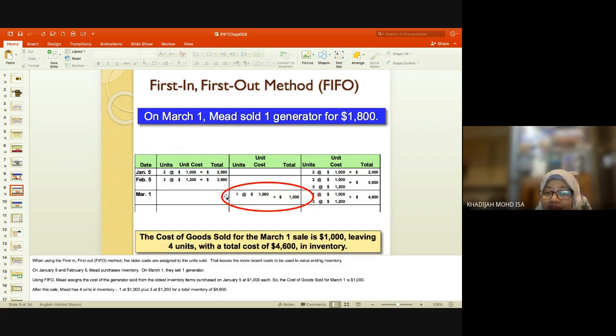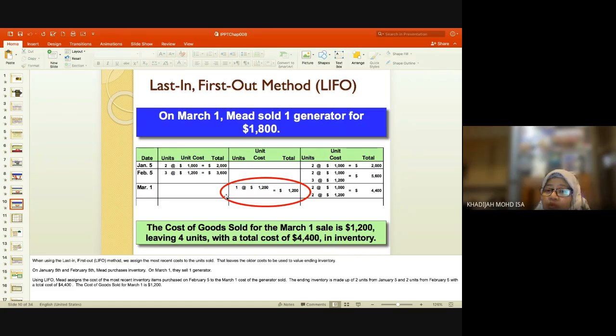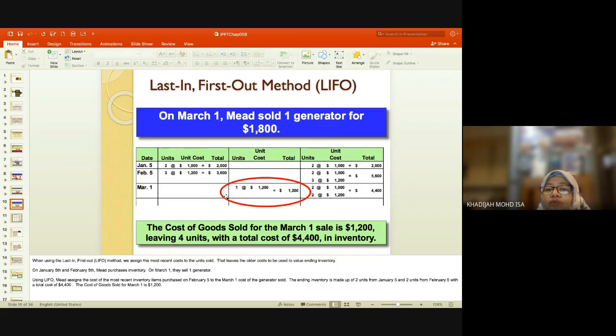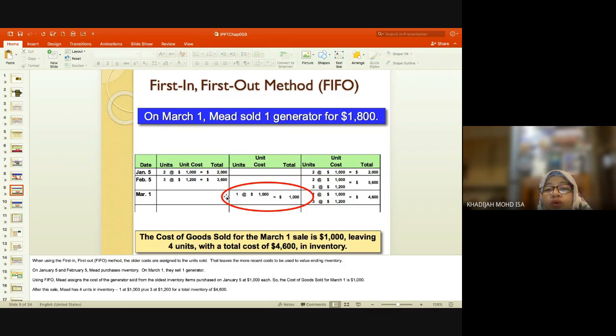So under FIFO, your COGS is 1,000. Under LIFO, your COGS is 1,200. Assuming that the sales is 1,800. How do you know that? You said that in March you sold one generator for 1,800, so 1,800 is your sales amount. Under FIFO, your COGS is 1,000. What will be your gross profit? Under FIFO, gross profit is 800.